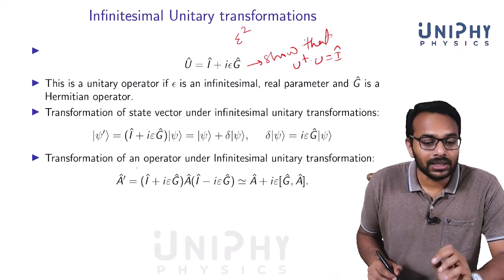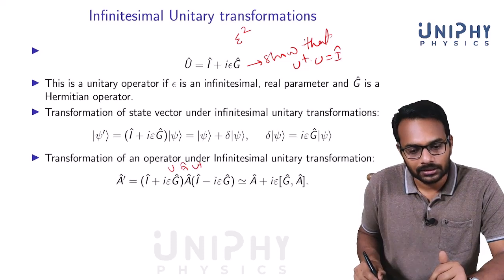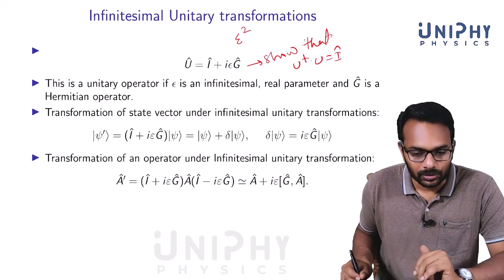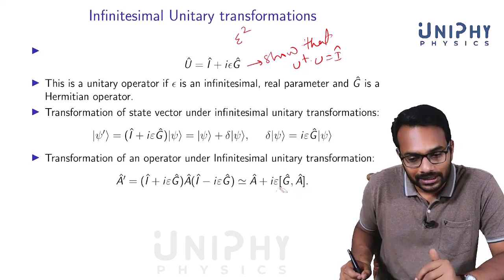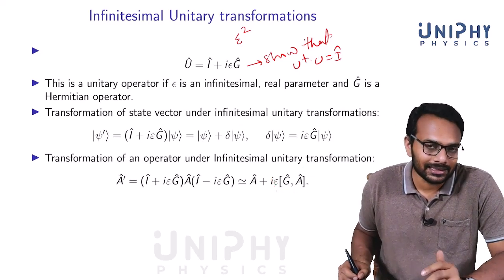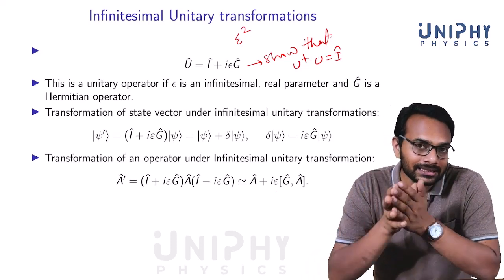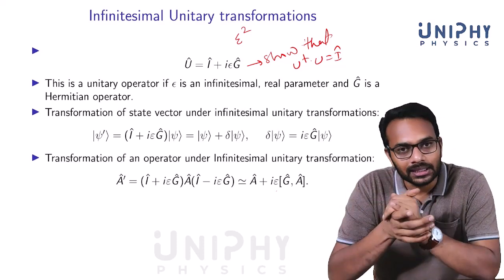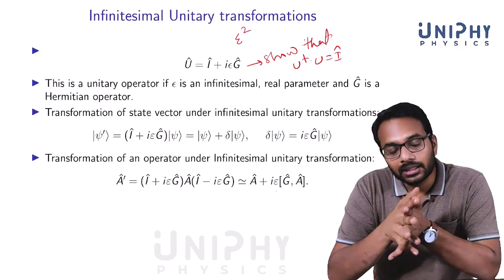And what happens to an operator when you make the transformation? We saw that it's U dagger A U. So you just make this multiplication, neglect the higher order terms, and you see that the first order variation is proportional to the commutator between G and A. This is a nice result. You see that the first order change of an operator under a unitary transformation is proportional to the commutator.